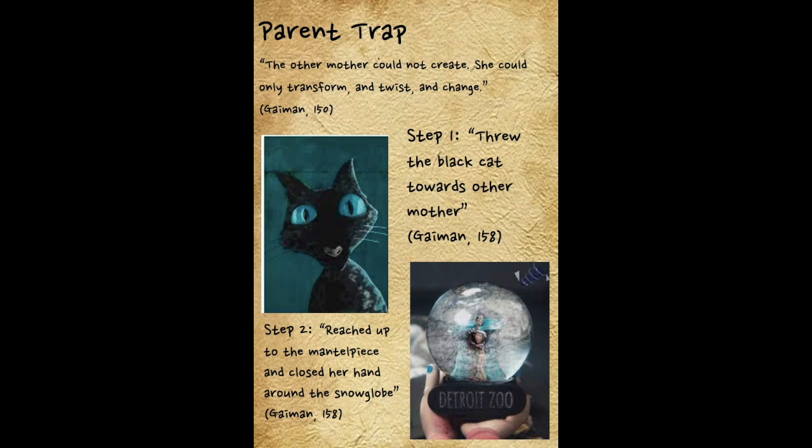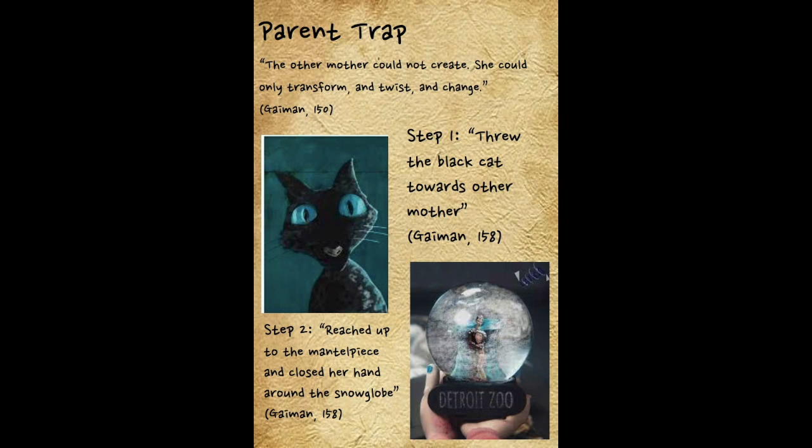All right, and then to help find her parents, she came up with a little parent trap. And she was thinking the other mother could not create, she could only transform and twist and change. So somehow her parents were going to be in the other world. They probably just weren't going to be in the same form as her normal parents are.